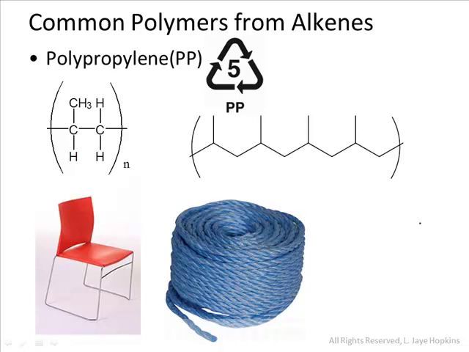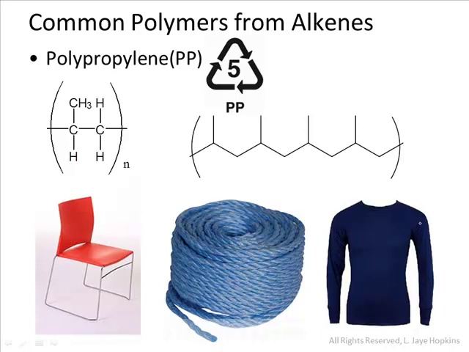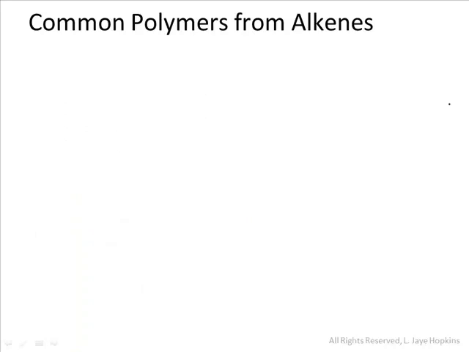Things like rope are very, very commonly made out of polypropylene, and in fact a lot of types of clothing, especially those that are used as thermal long underwear because they dry quickly, are made out of polypropylene. Another very common polymer, which is actually even simpler than polypropylene, is polyethylene.